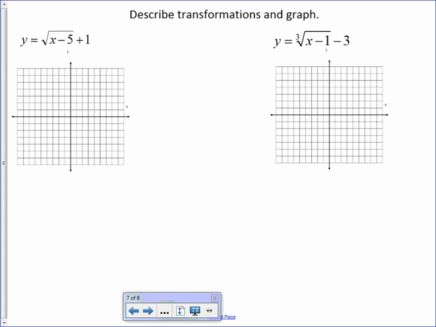Here's what I want you to do on your homework assignment. I want you to tell me the transformation. So give me words. Left, right, up, down, stretch, shrink, reflect. What happens to y equals the square root of x minus 5 plus 1?